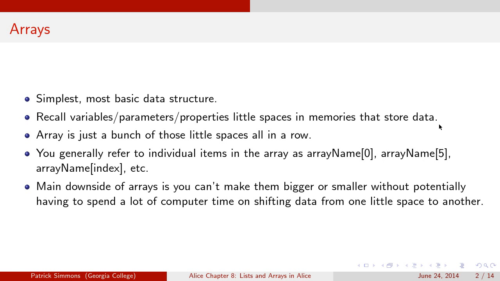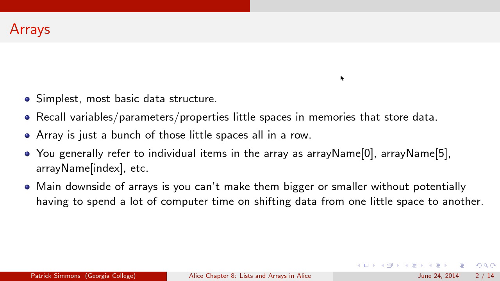It's a little bit odd in most programming languages, but you get used to it quickly. The first element of an array is subscripted 0, meaning that the second element of the array is subscripted 1, and so on. The main downside of arrays is that you generally can't make them bigger or smaller without potentially having to spend a lot of computer time shifting data from one little space to another.